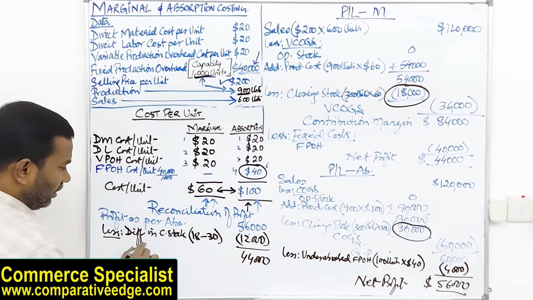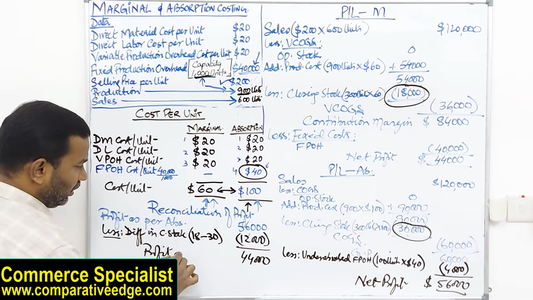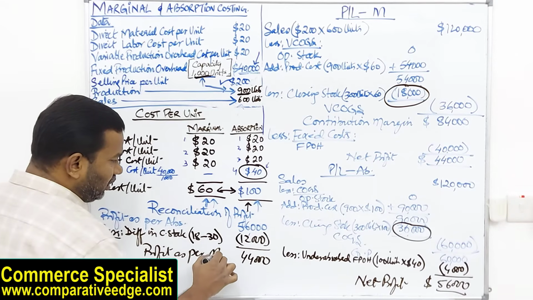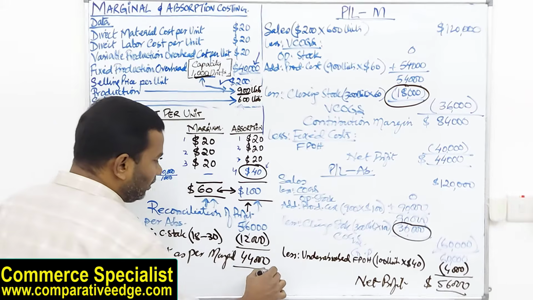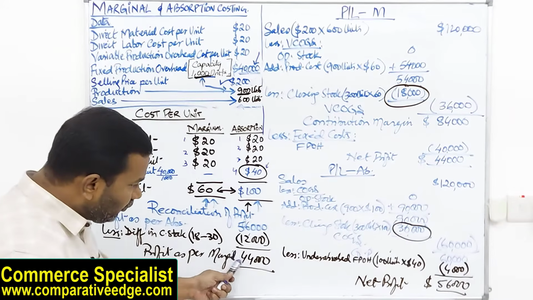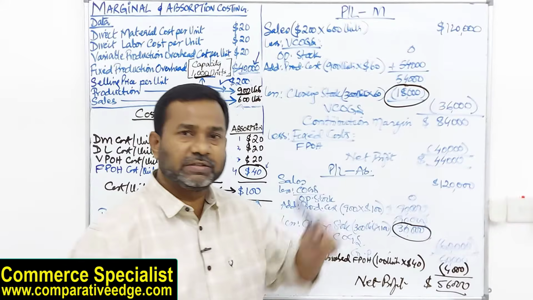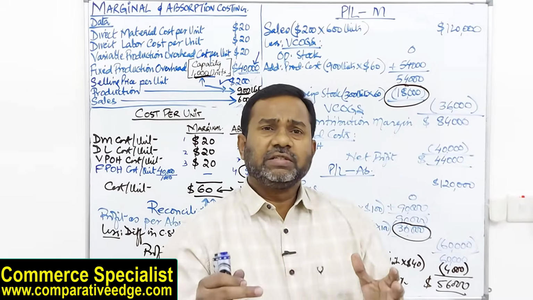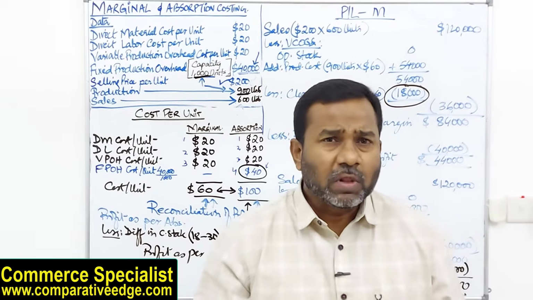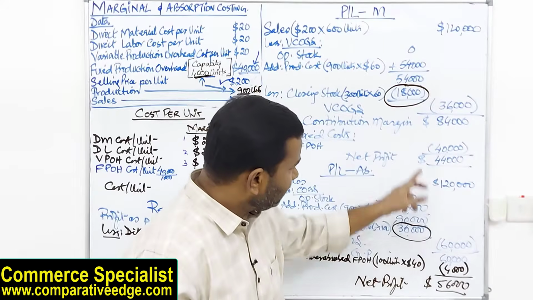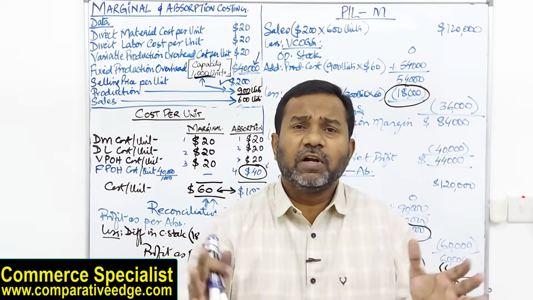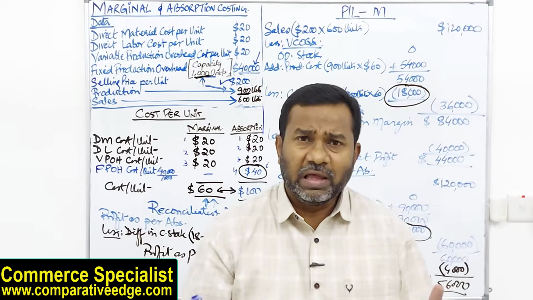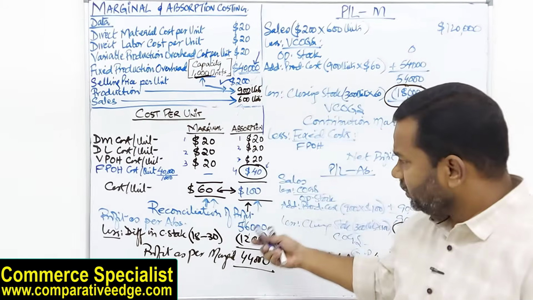This should be profit as per marginal costing. So in marginal costing, do we have 44,000? Yes. So this is a litmus test to see if the profits are different. My observation is profit are different because we have closing stock. Is that observation true? Hence proved.